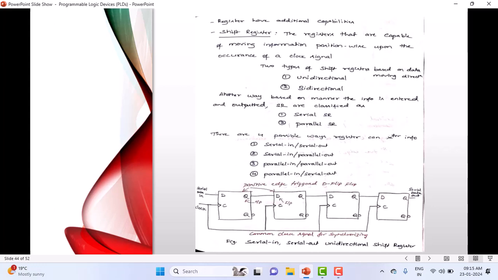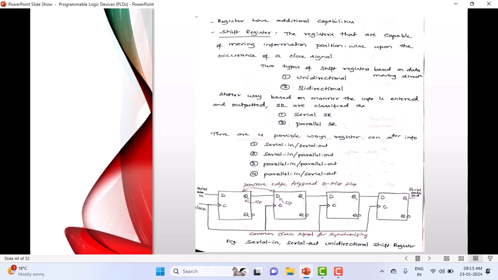And again, there are 4 more ways to classify shift registers, based on how they transfer information. It can be serial in, serial out; serial in, parallel out; parallel in, parallel out; parallel in, serial out. These are the 4 possibilities we can have for data movement within the shift register.